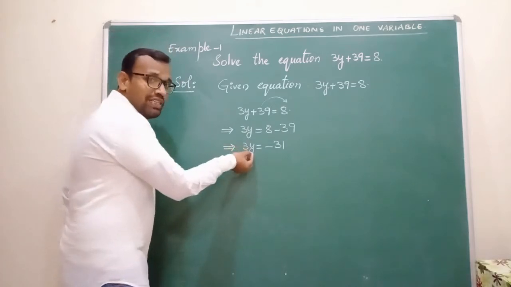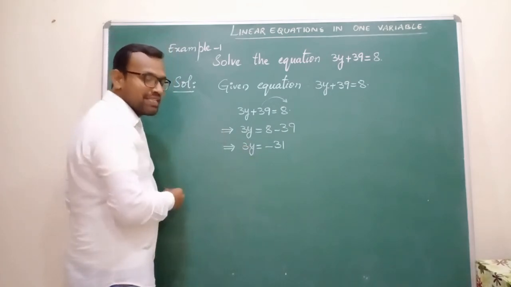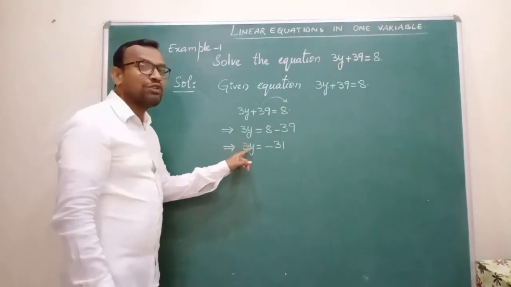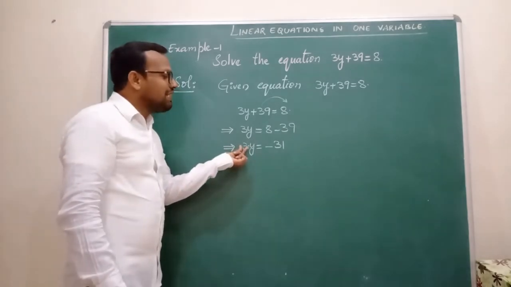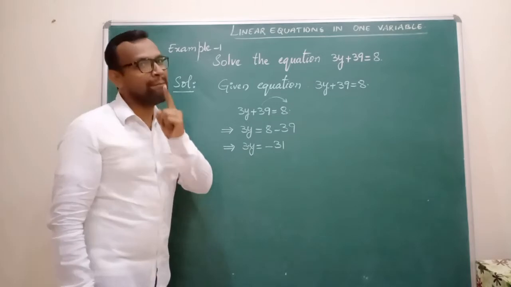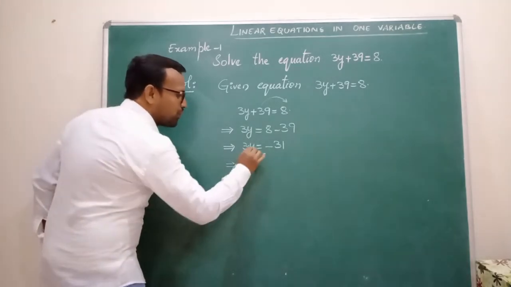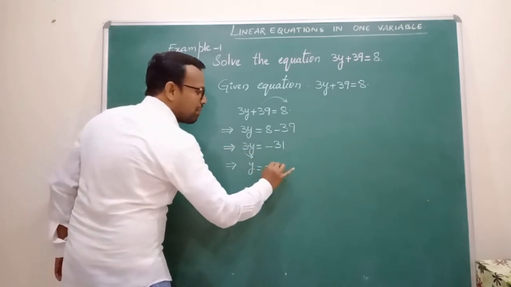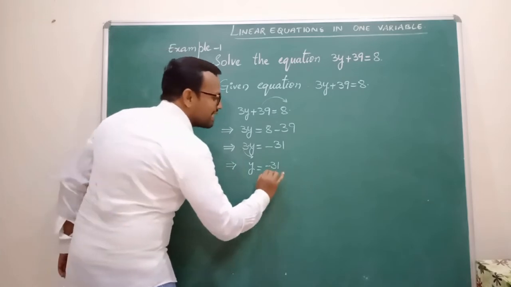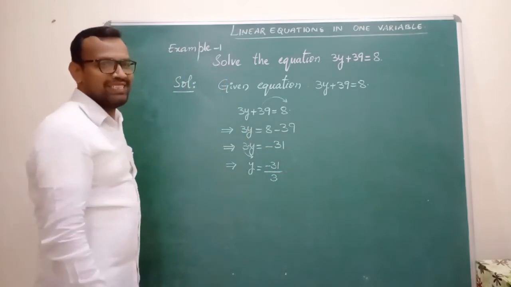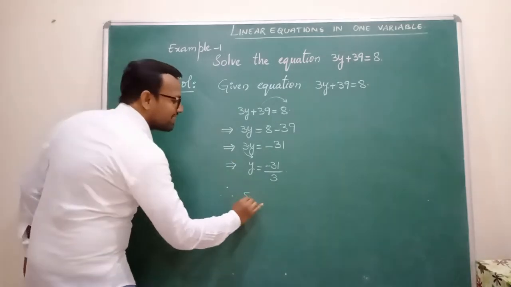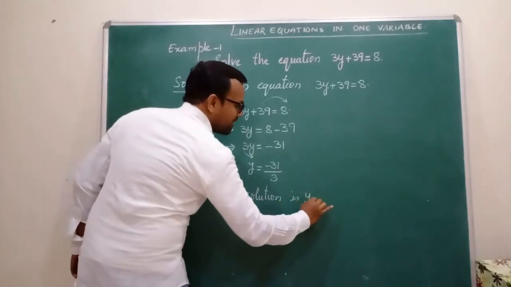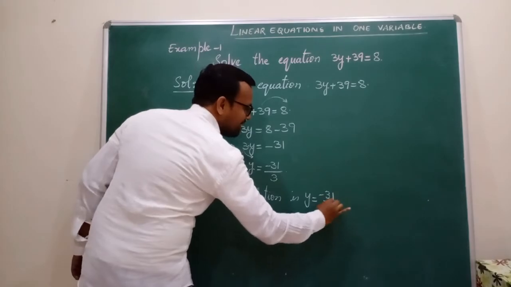Next, we want the value of y. What else is present here? 3. And between 3 and y, what is there in the middle? No symbol, which means into. So this into quantity, when we transpose, becomes by. Very good. So y is equal to minus 31 by 3. Therefore, the solution is y is equal to minus 31 by 3.